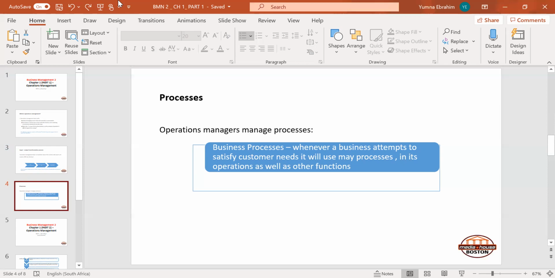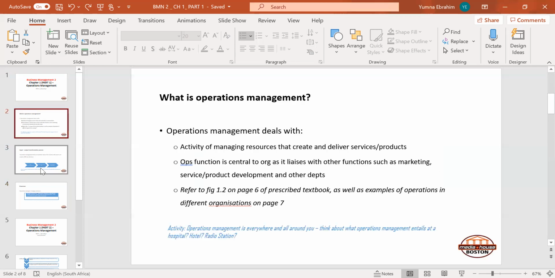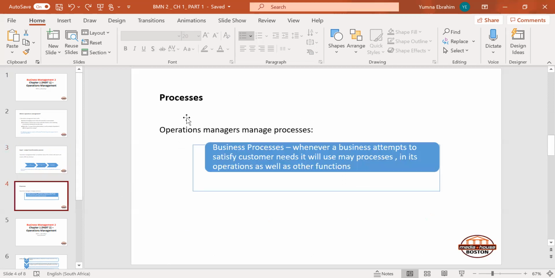Okay, so folks, today this recording that I've done has just basically introduced the topic of operations management and explained what operations management is. We've discussed a little bit about a very important part of operations management, which is the input-output transformation process. And then we've discussed what processes are. Okay, so I'll stop there for this recording, and I'll continue with the rest of this chapter on another recording.